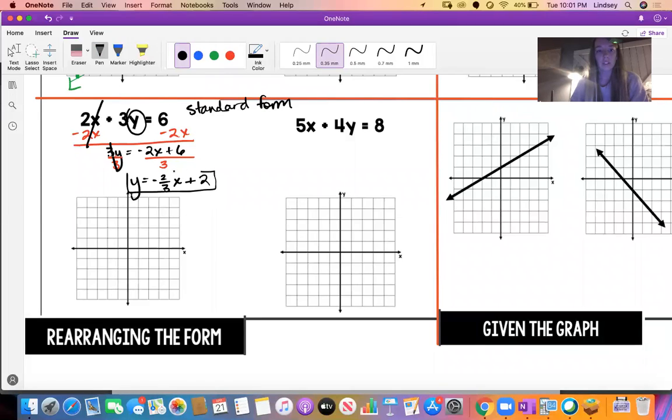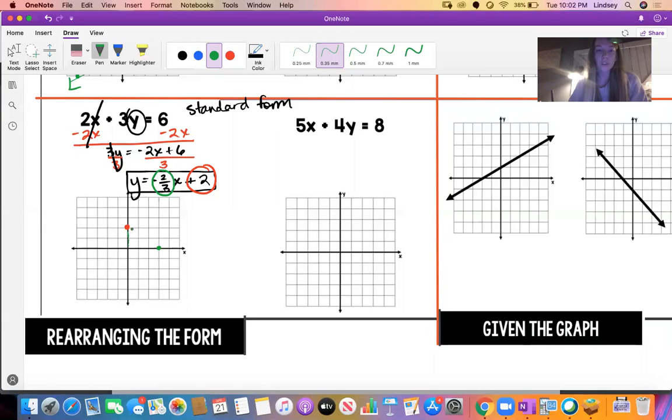Okay, so now we know that the number paired with my x is going to be my slope, and we know that the number by itself is going to be my y-intercept. Okay, so we can go ahead and start with the y-intercept. That's going to be a +2, and then the slope is going to be a -2/3. So that means we go down 2 over 3. Down 2 over 3, we go off.